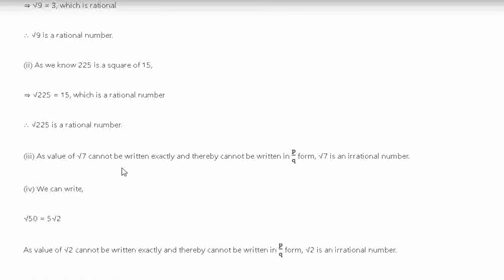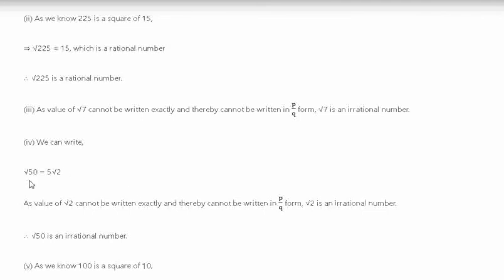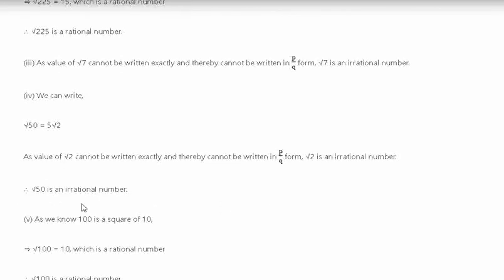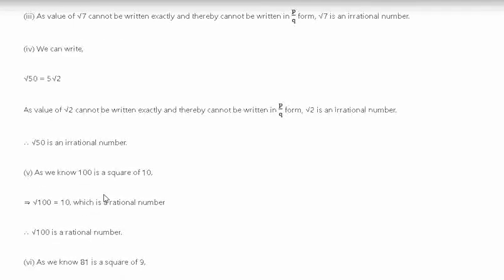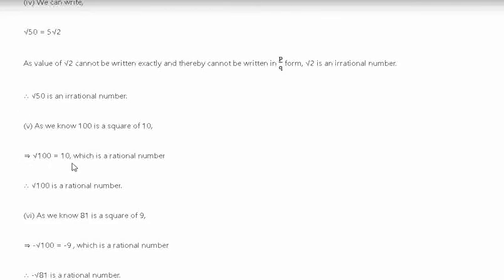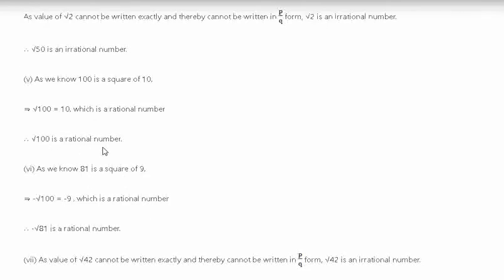As the value of root 7 cannot be written exactly and thereby cannot be written in p by q form, root 7 is an irrational number. We can also write root 50 as 5 root 2. Root 2 cannot be written exactly and therefore cannot be written in p by q form. That's why root 2 is an irrational number, not a rational number. So root 50 is an irrational number. As we know, 100 is the square of 10, so root 100 equals 10, which is a rational number.